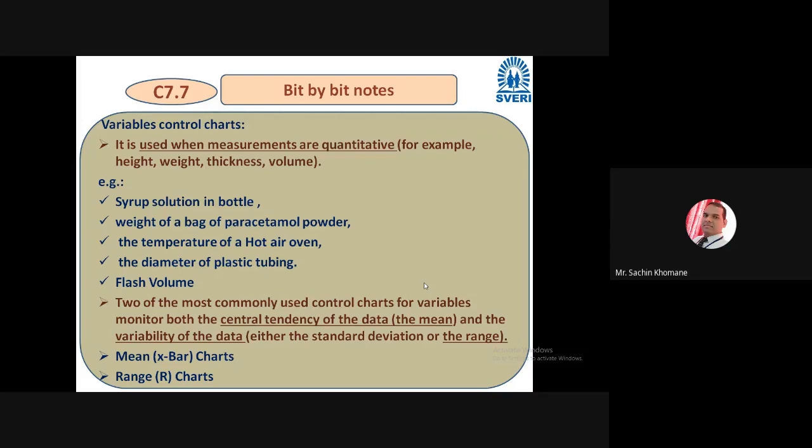In various flasks, flasks are there, right? So how much volume will be there? So those are things you can measure. I have told various examples of chemical industry, mechanical industry, thermal industry. So such things you can measure, and whenever you want to study or control this kind of thing, variable control charts are very useful.